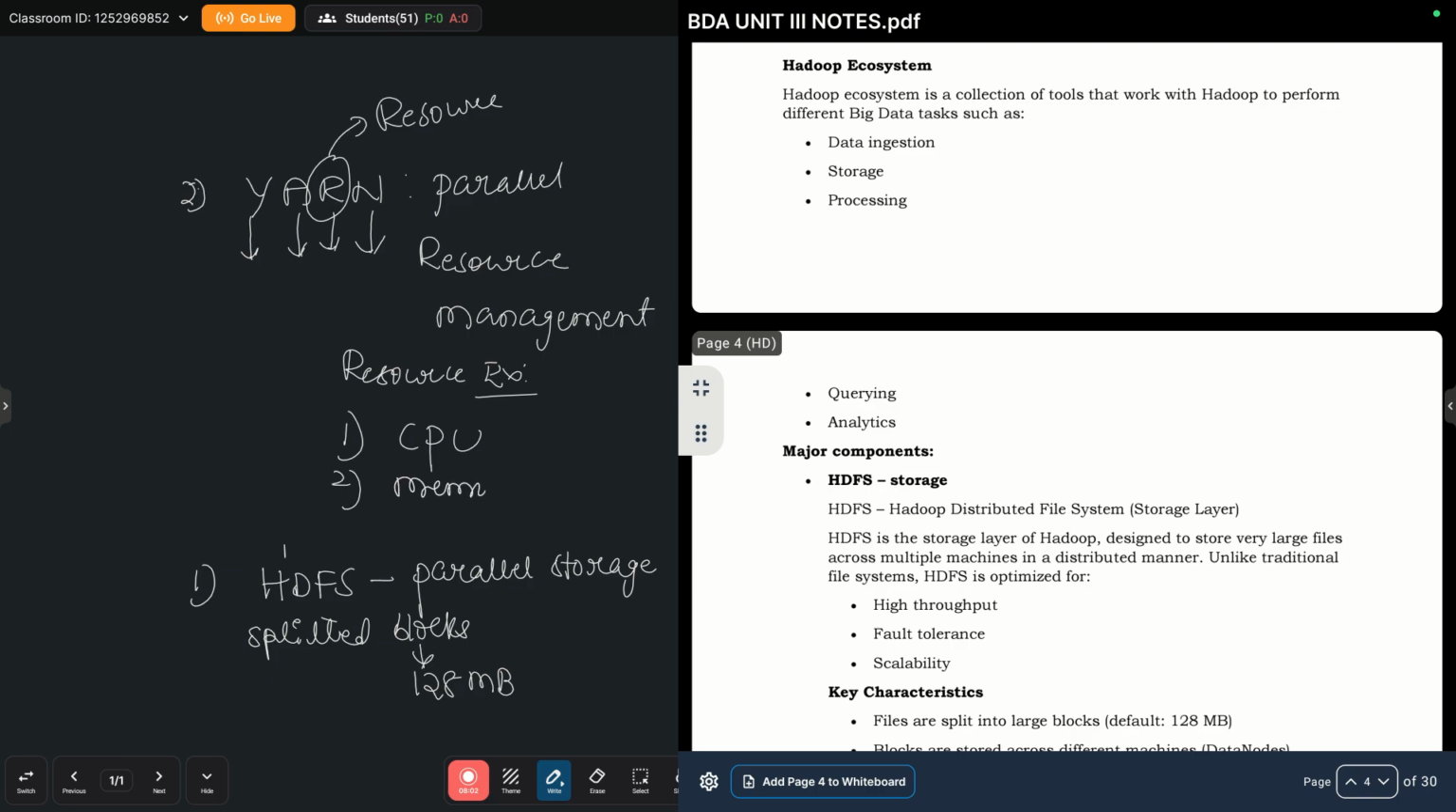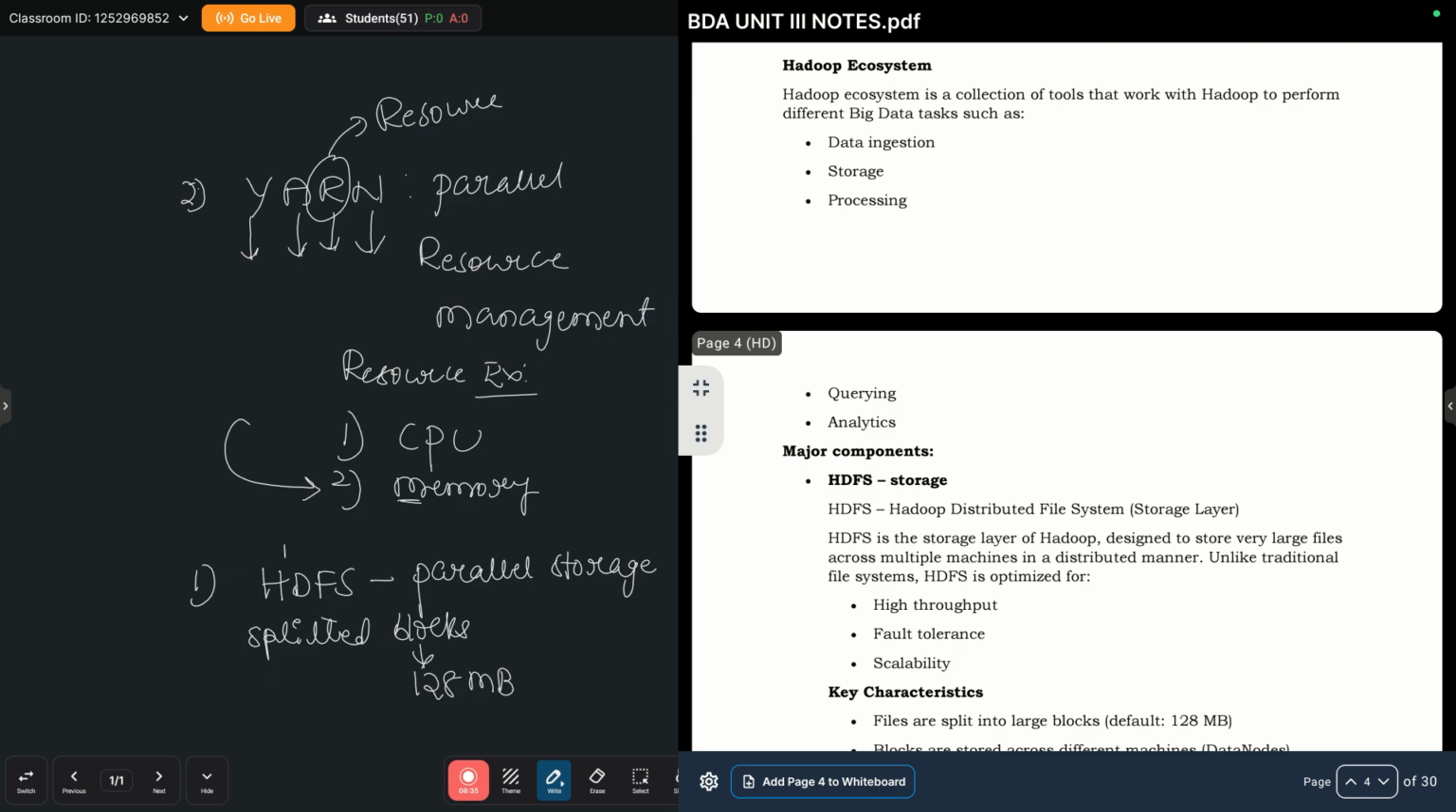Memory. Right. So your memory is nothing but, if you see a desktop computer, how many types of memories are there? What are the different types of memories available in a system? Right, primary memory and secondary memory. So primary memory is nothing but RAM. So when we are talking about resource management, we'll discuss only primary memory, RAM.